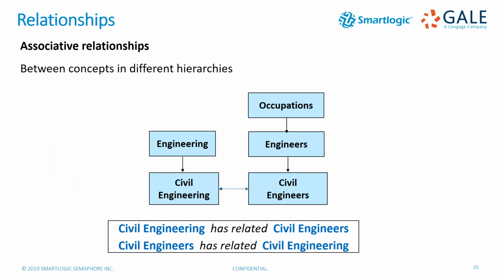And then finally, associative relationships between concepts in different hierarchies. We can see this between civil engineering and civil engineers. They have different broader concepts and so forth, but there's obviously a relationship between them, and it's good to point out to the user that the other concept exists, especially since, if they were searching, they may or may not find it. If they were browsing hierarchically, they'd be browsing different hierarchies and not even notice. So this is a useful implementation of associative relationships.